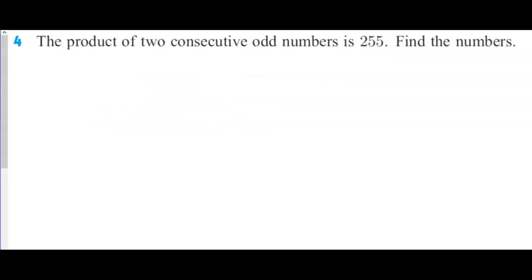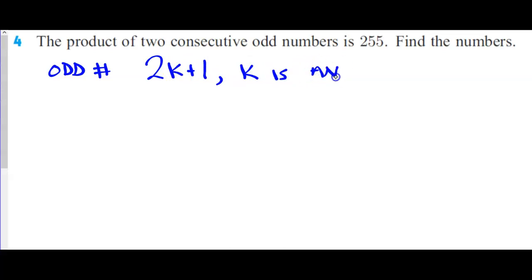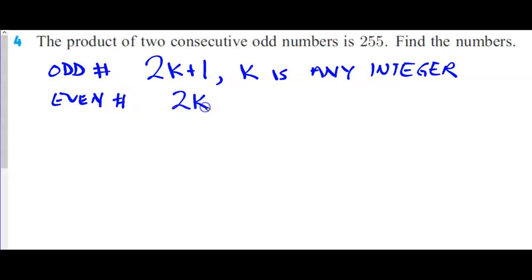Fourth one, the product of two consecutive odd numbers is 255. It is not your fault if you do not automatically think of an odd number in general as 2k plus 1, where k is any integer. That is not in your wheelhouse because you don't use it very often, but plug in any value for k, 7, 10, 20, -8. If you multiply it by 2 and add 1, you will end up with an odd number. Okay, so an even number, we just go ahead and say that's always going to be 2k, where k is any integer. So plug in any integer, multiply it by 2, you end up with an even number.